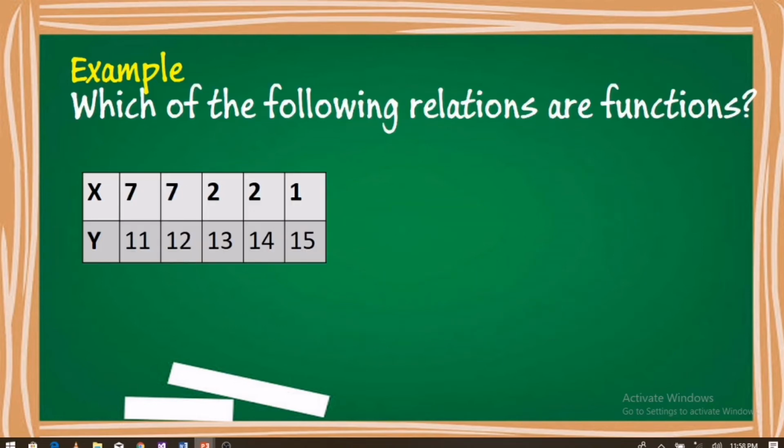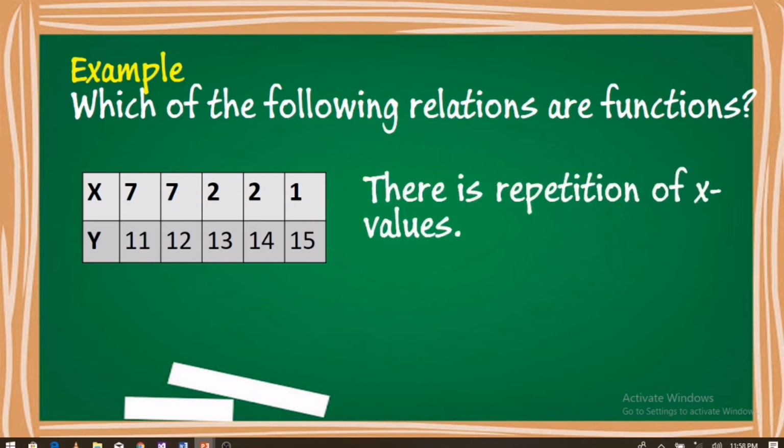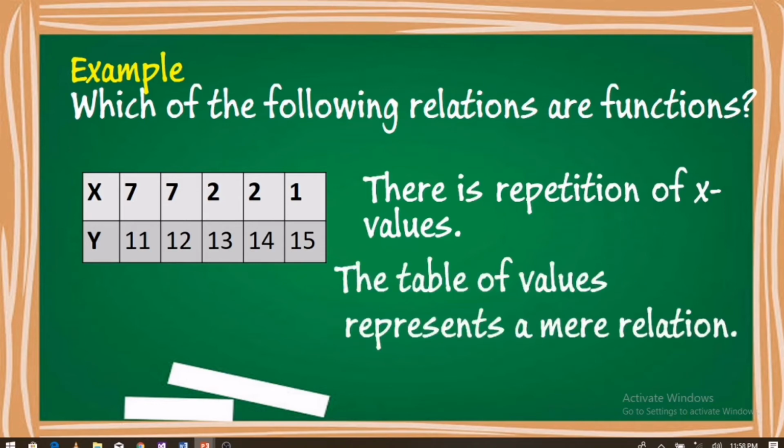The second table is a table with x values 7, 7, 2, 2, and 1, and y values 11, 12, 13, 14, and 15. There is repetition of x values. Thus, the table of values is not a function, but just a mere relation.